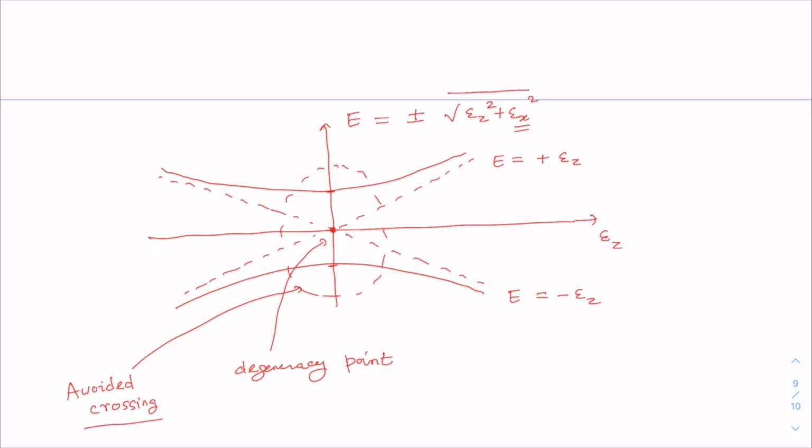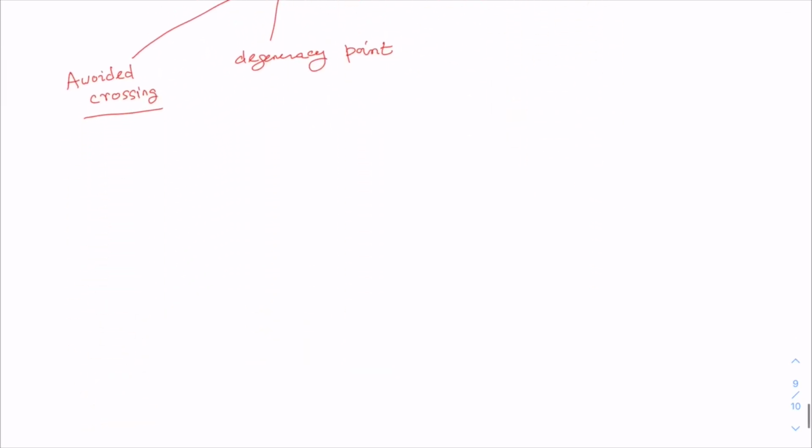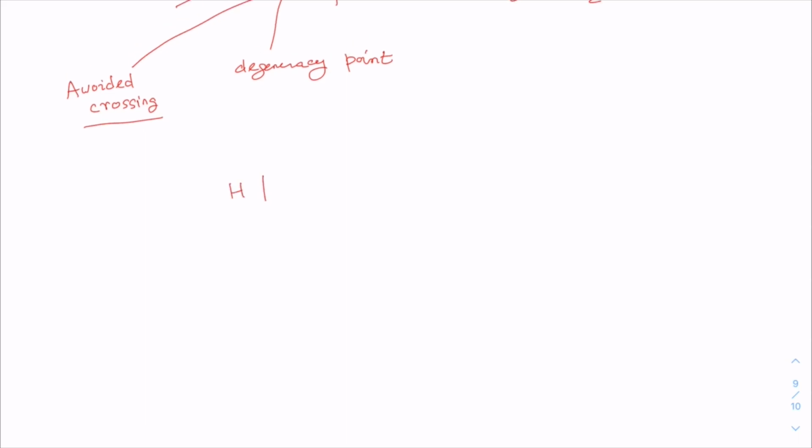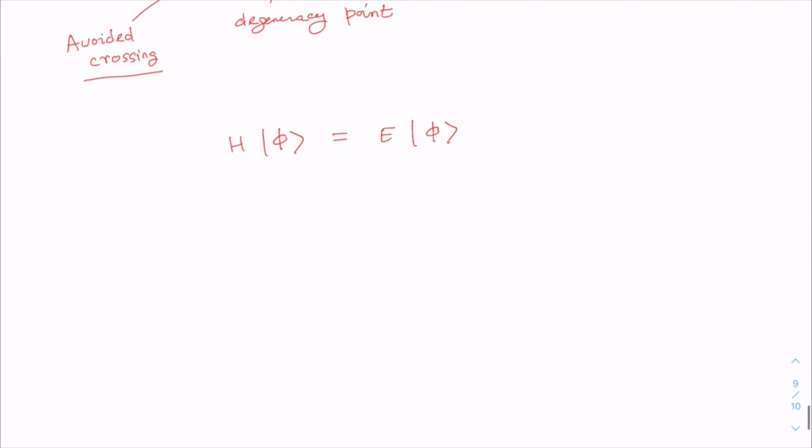What about the eigenvectors? Let us work it out. The eigenvalue equation we have is H ket phi equal to E ket phi. As we are in two-dimensional Hilbert space, we can write ket phi as a column vector with two elements u and v.